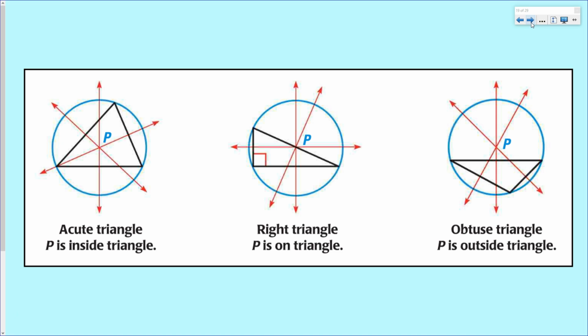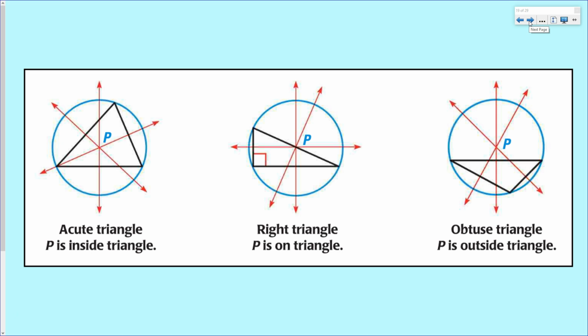Secondly, we also played around with the type of triangle that we're working with, and this is a quick summary of that. If you have an acute triangle, the circumcenter is inside the triangle. If you have a right triangle, the circumcenter is on the hypotenuse, and if you have an obtuse triangle, the circumcenter is on the outside of the triangle.